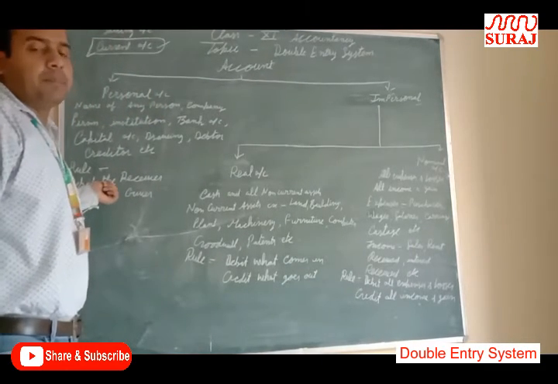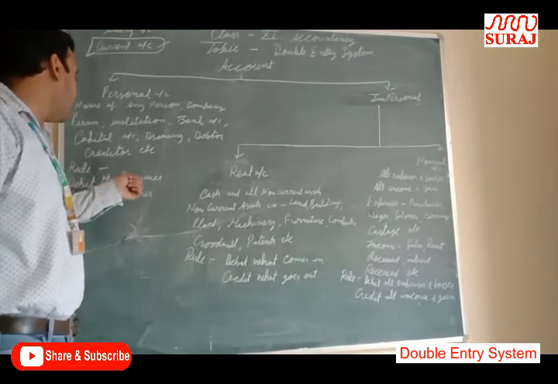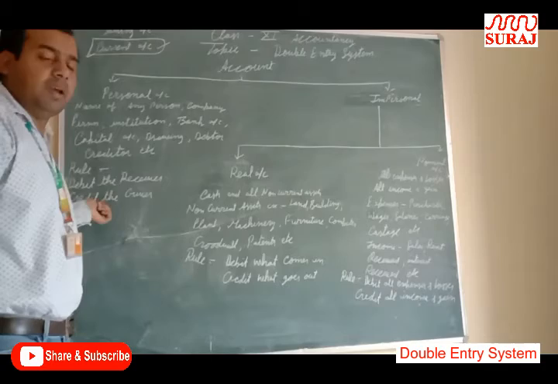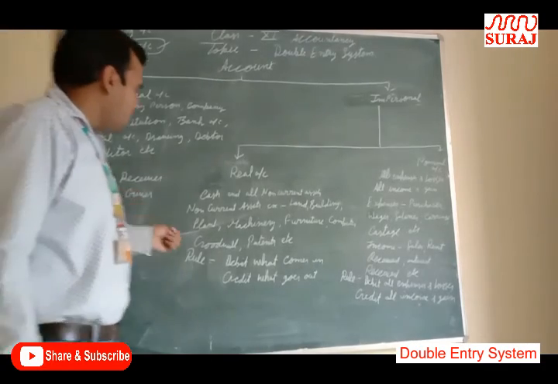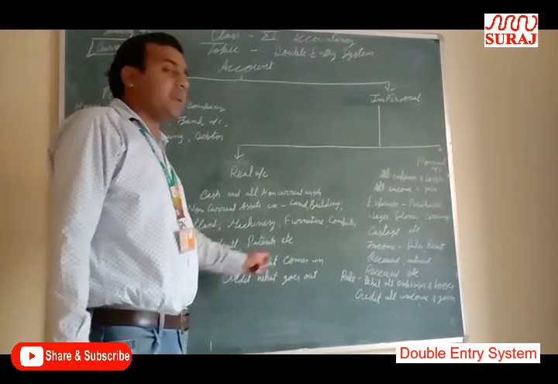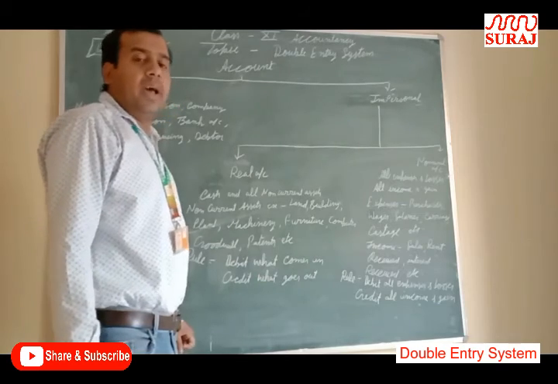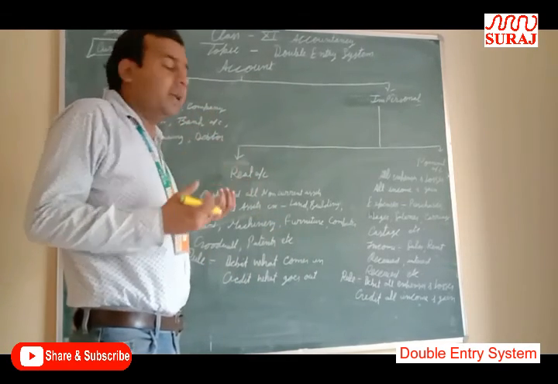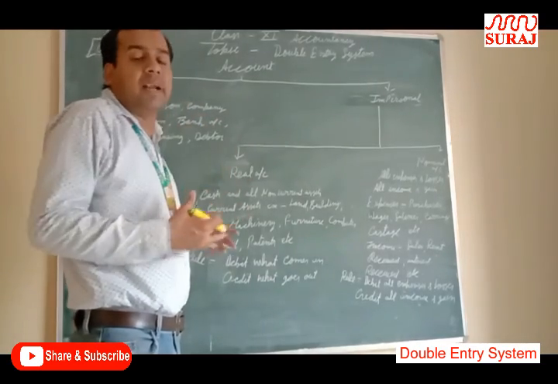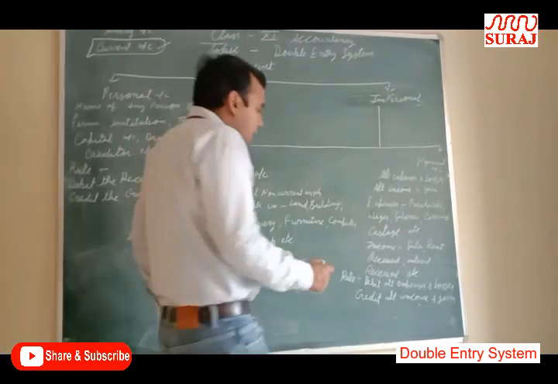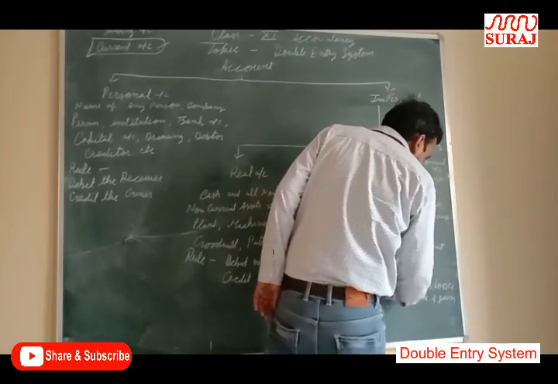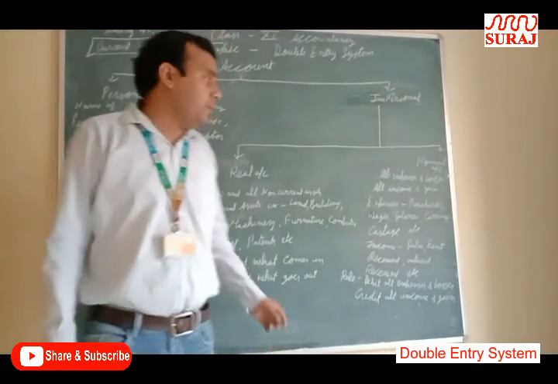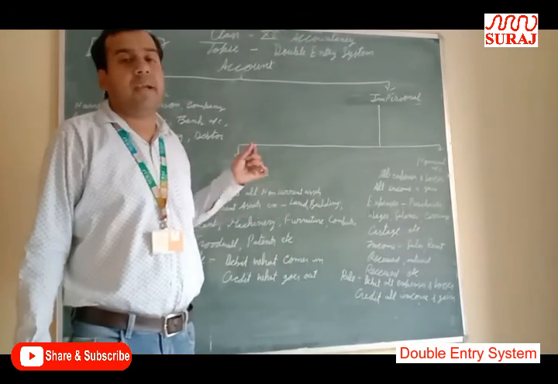Dear students, personal account rule: debit the receiver, credit the giver. If a person is receiving, then he will be debited, and if a person is the giver, then he will be credited. Real account rule: debit what comes in, credit what goes out. If assets or cash come into the business, it will be debit, and if they go out from the business, it will be credit. Nominal account rule: debit all expenses and losses, credit all income and gains.